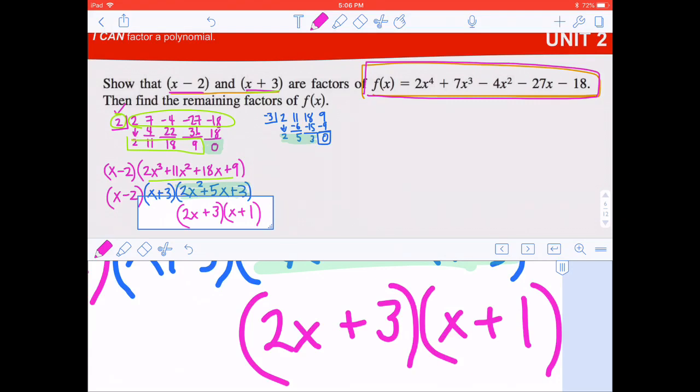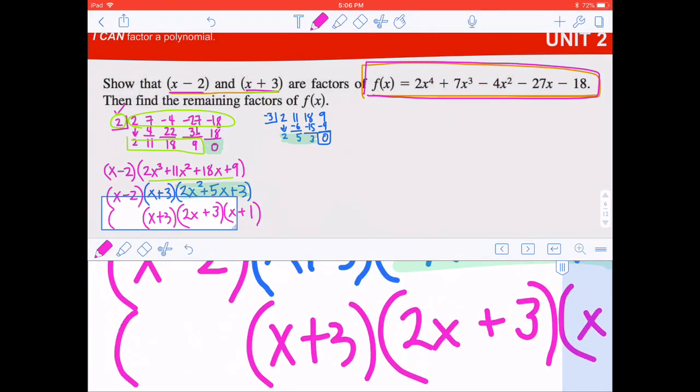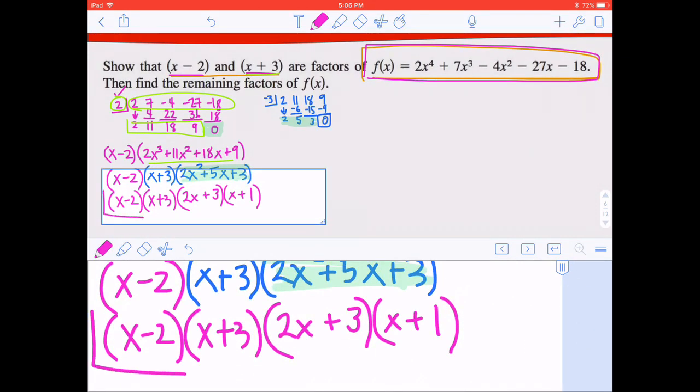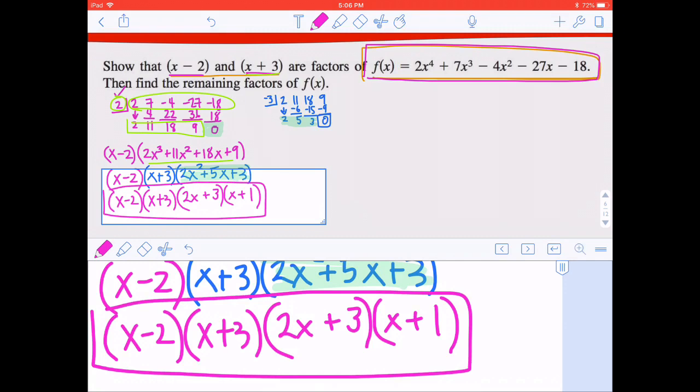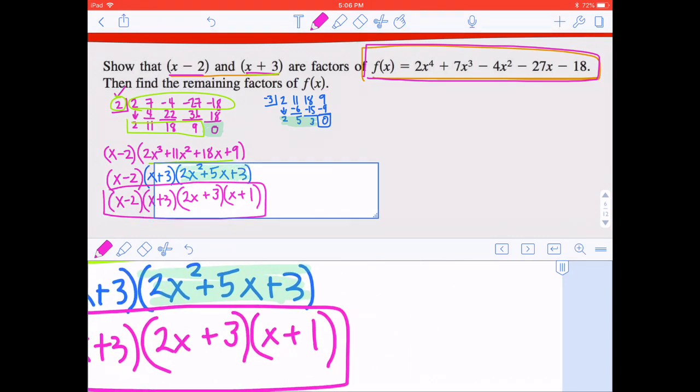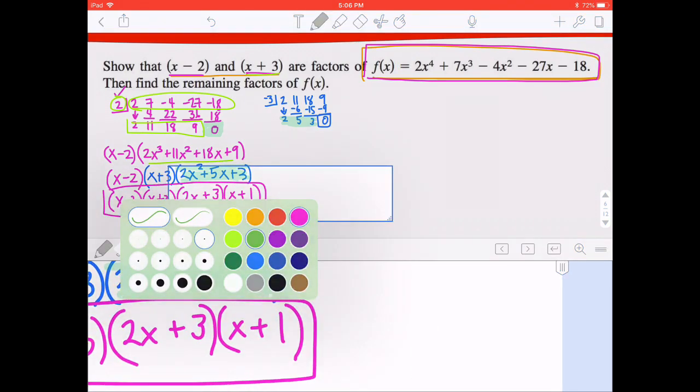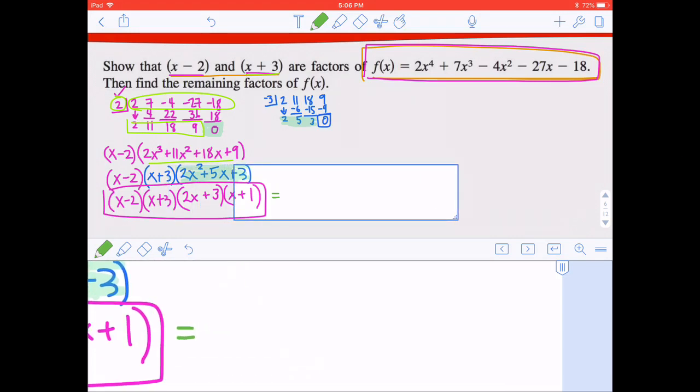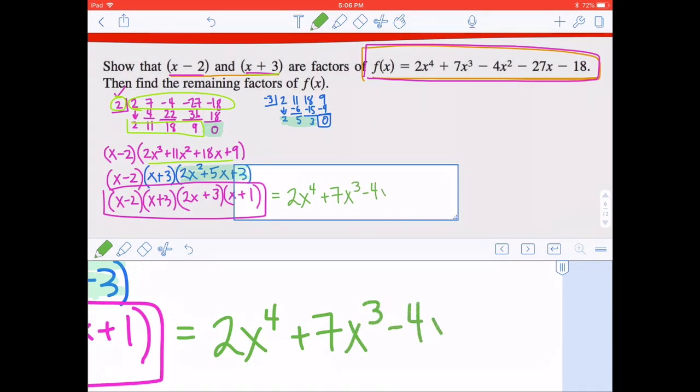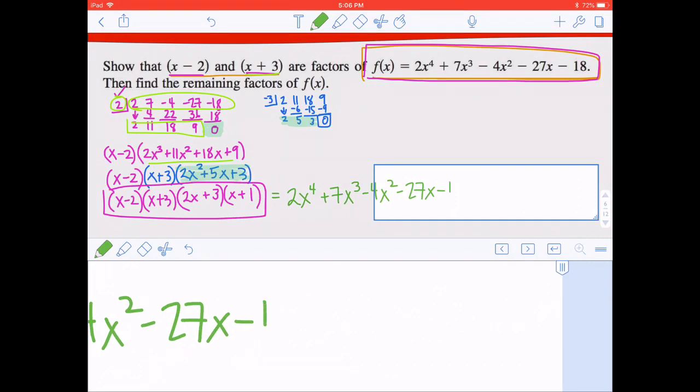We're going to multiply it by the two factors there. And now this is our completely factored polynomial. This is the same exact thing as the polynomial that we started out with, 2x to the 4th plus 7x to the 3rd minus 4x squared minus 27x minus 18.